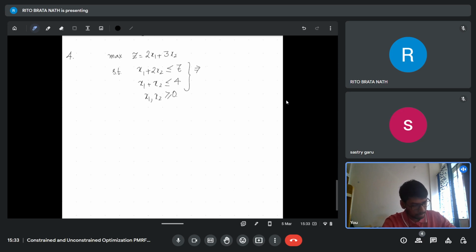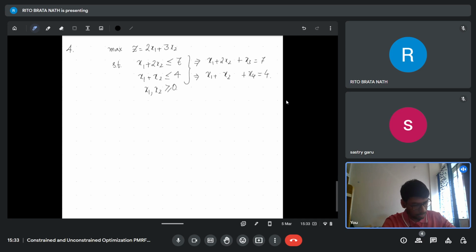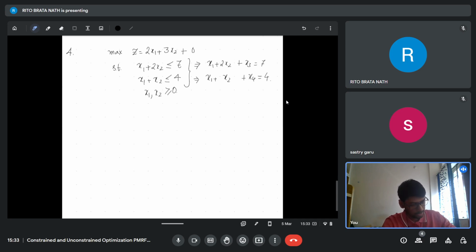So this one will be x1 plus 2x2 plus x3, which is 7. This one will be, say, x1 plus x2 plus x4 equals 4. And you can write it as 0x3 plus 0x4. So this is your standard form. And then you have x1, x2, x3, and x4 all greater than or equal to 0, right?